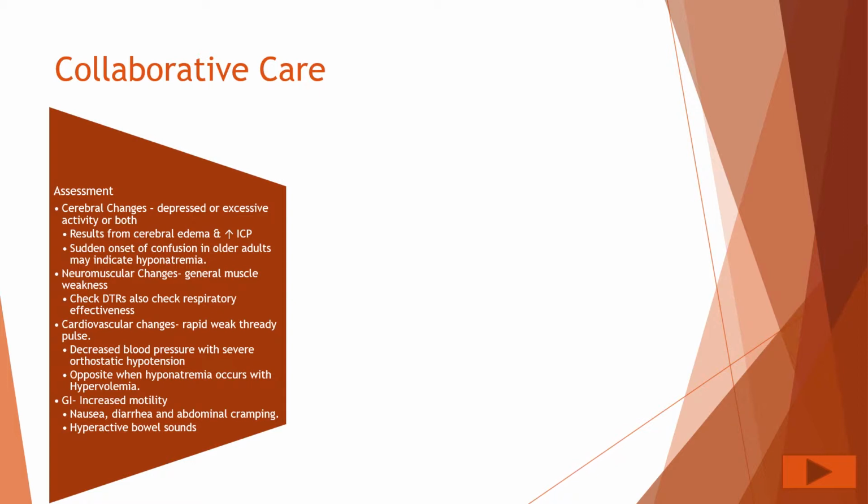Cardiovascular changes include a rapid, weak, thready pulse. They may have decreased blood pressure with severe orthostatic hypotension. This will be opposite when hyponatremia occurs with hypervolemia. GI will have increased motility. They'll have nausea, diarrhea, and abdominal cramping. They may have hyperactive bowel sounds.